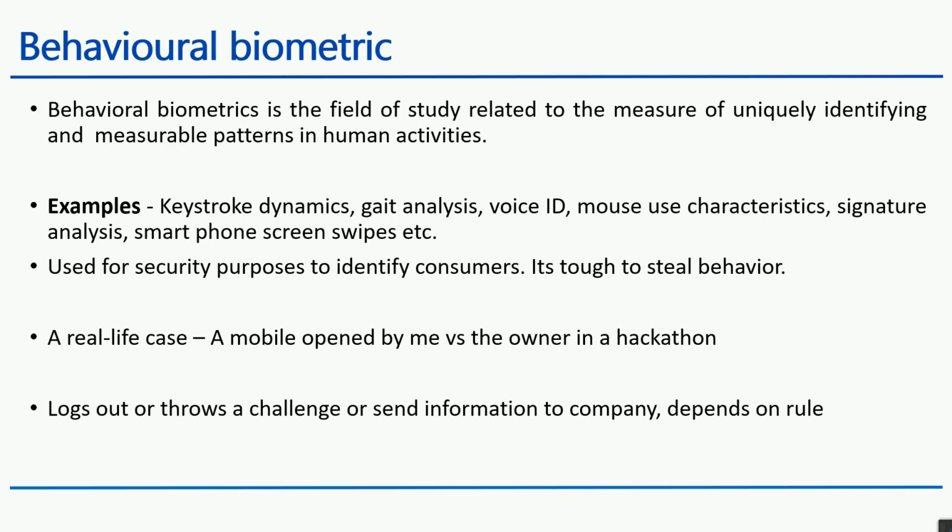And again, as we discussed, the system locks out the imposter, or the person who is trying to commit a fraud, or throws a challenge like date of birth, mother's maiden name, or something of that sort, or just sends information to the company. It totally depends on what kind of rule the company wants to fit in. So that can be done.